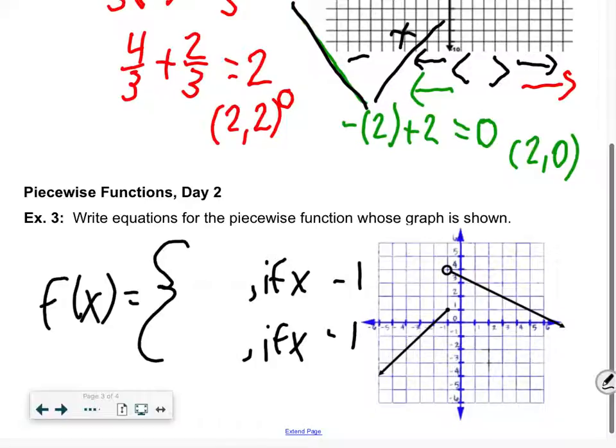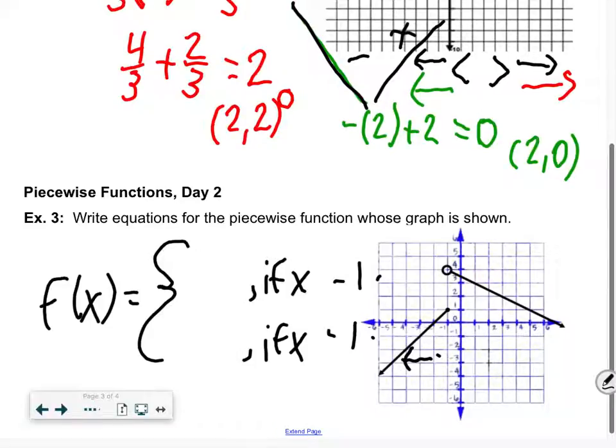I always do the left line first. You can do the right one. It doesn't matter what order you put these in. I just always do the left line first. So, is my left line less than negative 1 or greater than negative 1?